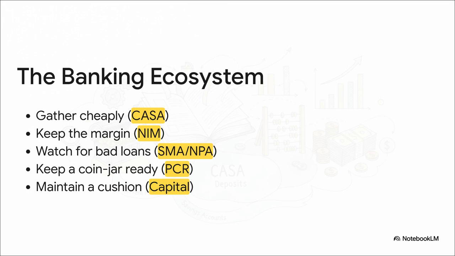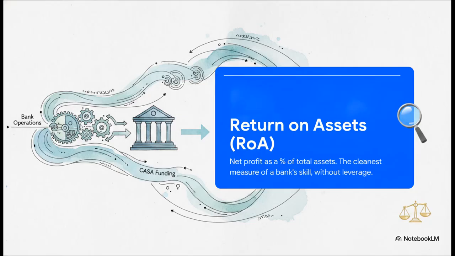But remember, CASA is that vital first domino. A high CASA ratio gives the bank the financial breathing room it desperately needs to manage all these other complex moving parts. And that ultimately brings us to the final bottom line metric, return on assets, or ROA. This is net profit as a percentage of total assets. Why is this one so vital? Because it's the absolute cleanest measure of a bank's true operational skill.